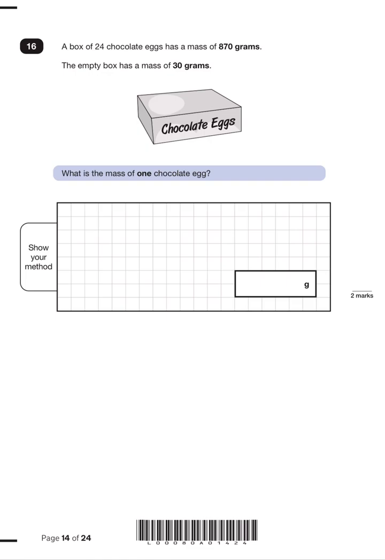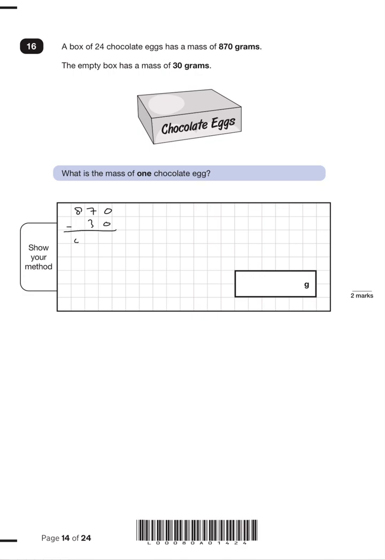Number 16. A box of 24 chocolate eggs has a mass of 870 grams. The empty box has a mass of 30 grams. What is the mass of 1 chocolate egg? So a box has mass 870. The box is 30.